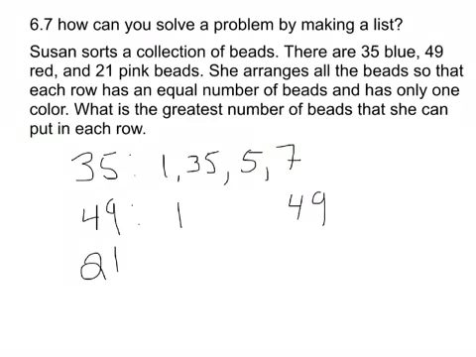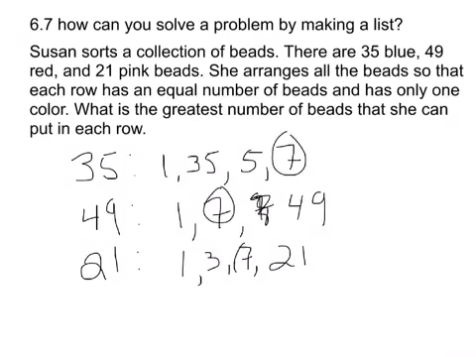It's not divisible by 2. No, it's not divisible by 3 because 4 plus 9 is 13. It's not divisible by 4 or 5 or 10 or 6. It is divisible by 7, and I know that because I know my math facts, because 7 times 7 is 49. I don't really need to write the 7 twice. And then 21: 1, 21, 3, and 7. And yes, I was right. 7 is the greatest common factor.